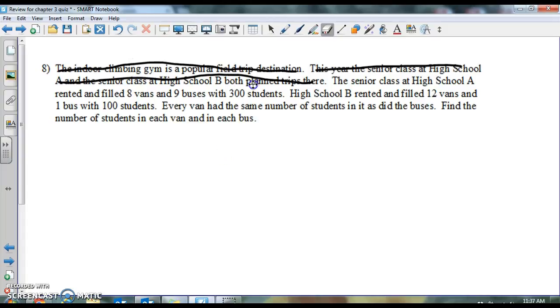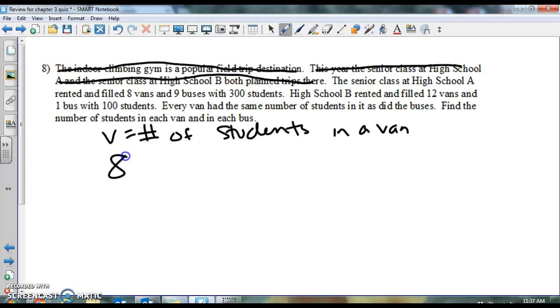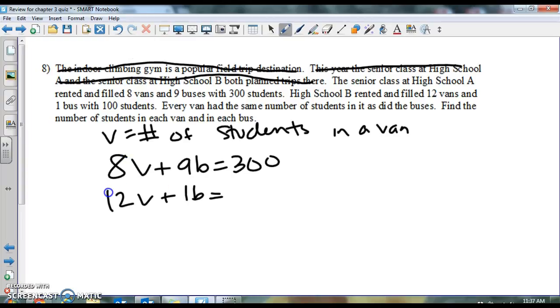You've got to tell me what your variables are. So if you're going to use V for vans, you need to write V as the number of students in a van, and then write B as the number of students in a bus. Your equations would be 8V plus 9B equals 300, 12V plus 1B equals 100. Use elimination to find the number of students in a van and the number of students in a bus. Okay? Make sure you also write the B one. I just didn't write it all in a bus.